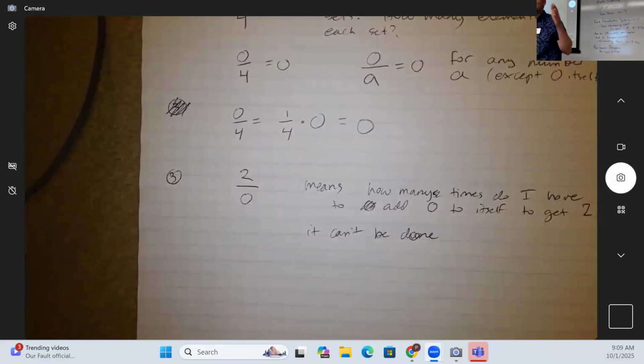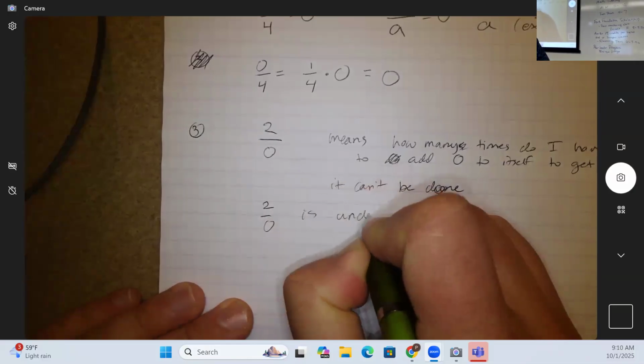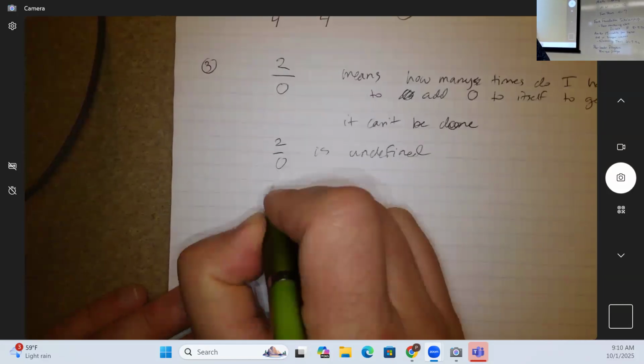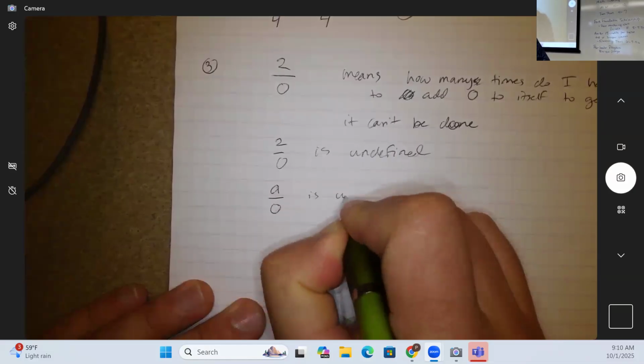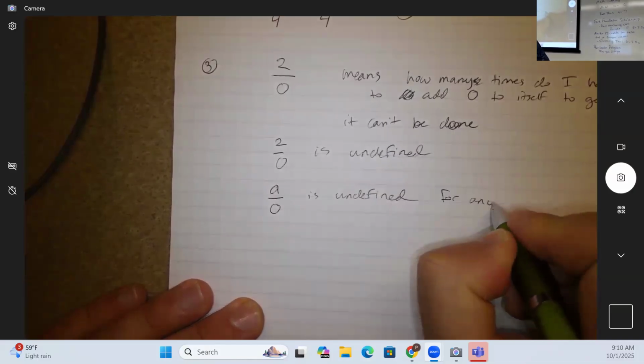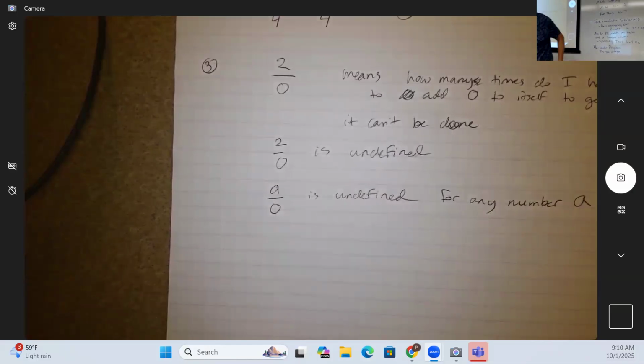There is no number of times that I get to add 0 to itself and end up at 2. I can add 0 to itself as often as I want. I can't even get to the number 1. I can't even get to the number 1/2, right? Or the number 1/millionth. 2 divided by 0 is undefined. That's the word we use to say it can't be done. Any number divided by 0 is undefined, including 0 divided by 0, because we say so. Yeah, it makes the math work.